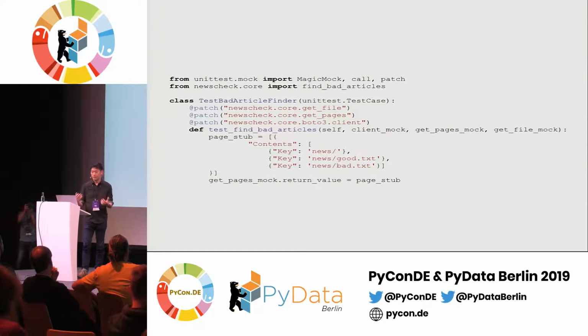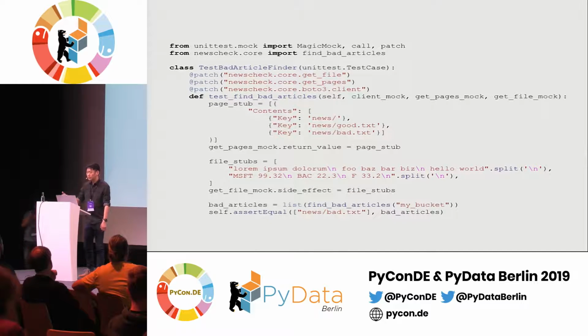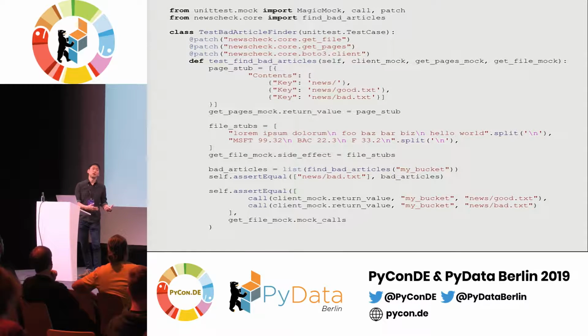Then we have to set up the get pages mock with a fixture to simulate a page, and we're going to do that with just a good.txt and bad.txt key. Then we have to set up the fake data or the fixture for get file mock. So we're just going to simulate a good article and a bad article here. And then finally, we do this call to the code that's actually under test, assert on the return value, and then you have to also assert on the mocks to verify that the interaction happened the way you expected it to. So we're just going to verify on get file mock calls here.